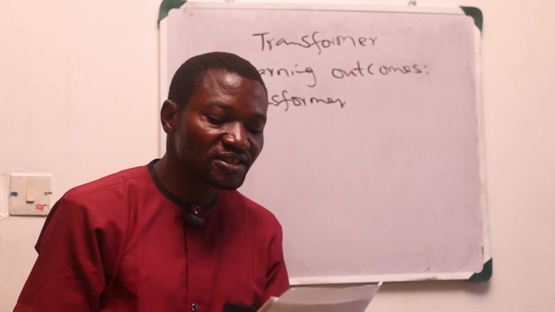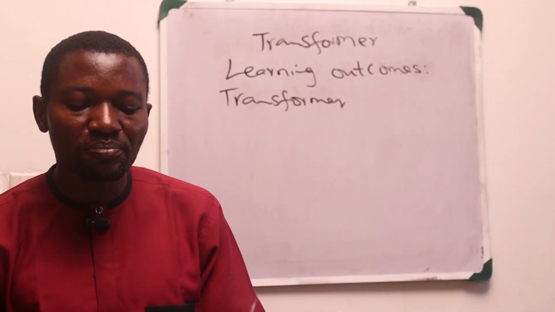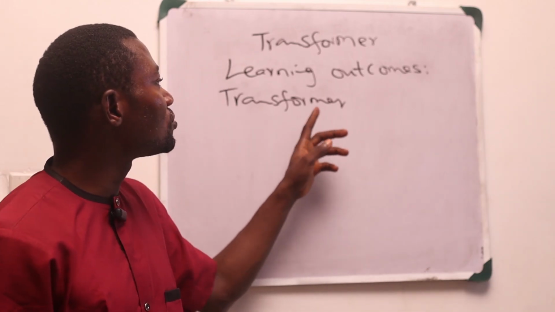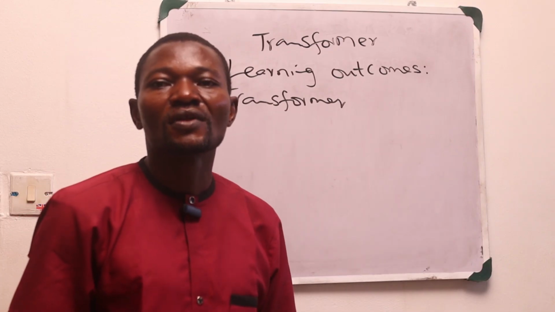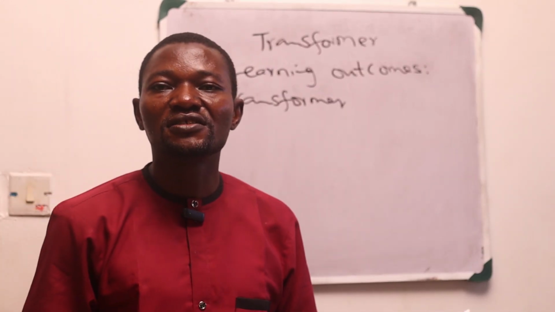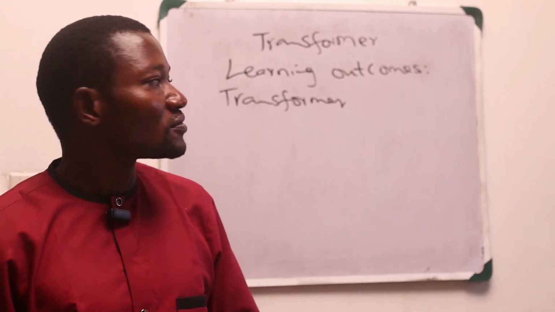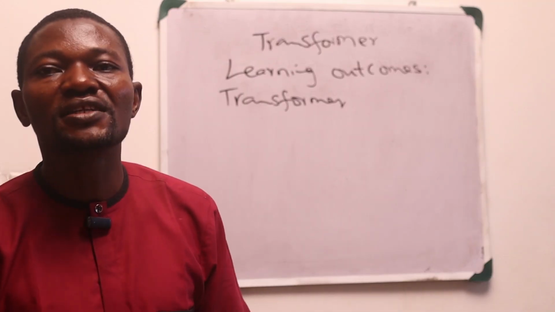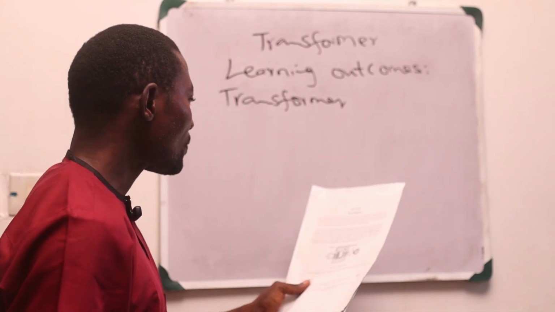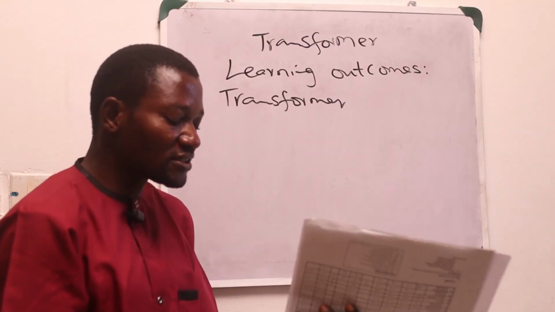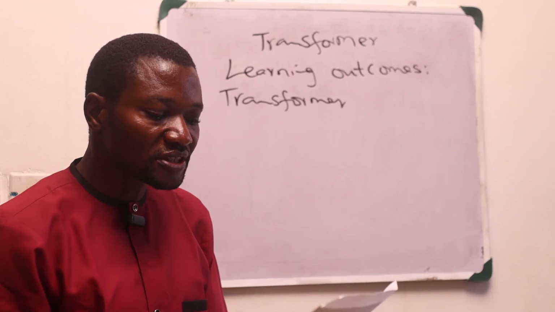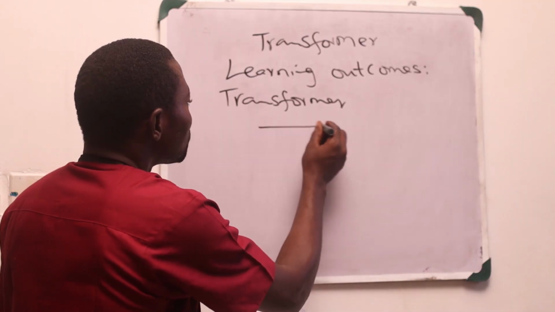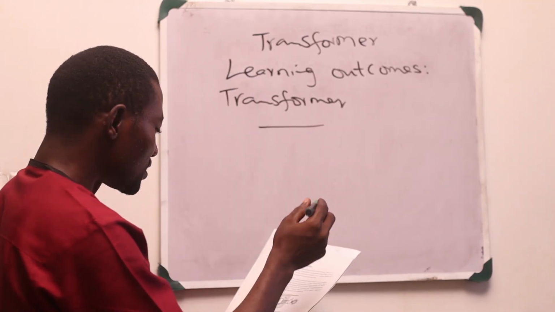A transformer is a device for stepping up or stepping down an alternating voltage. In one of my videos, we looked at alternating current circuits as well. So you can check that video for more information about alternating voltage. So we said a transformer is a device for stepping up or stepping down an alternating voltage. Let's look at the diagram of a transformer.